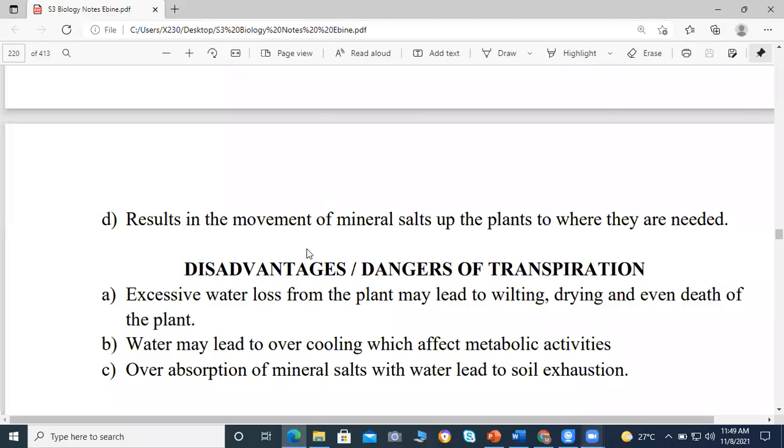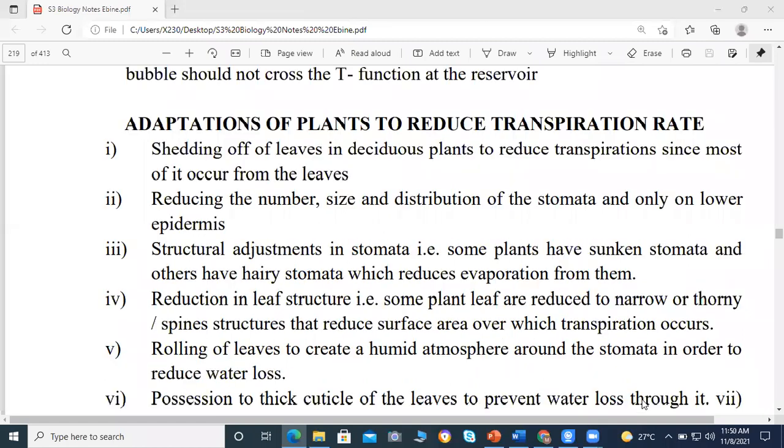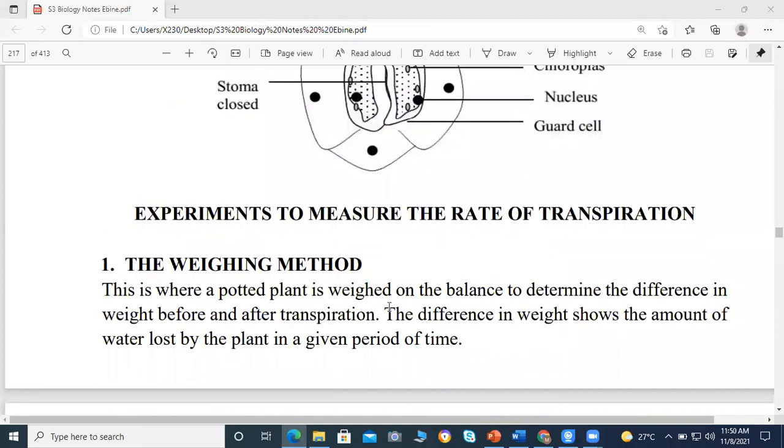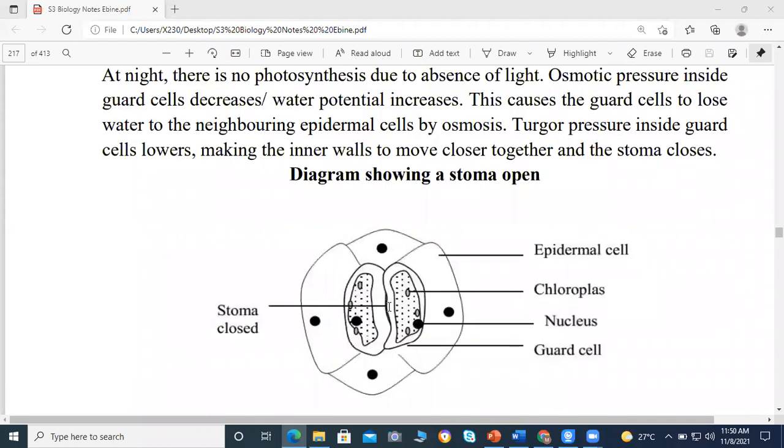We are going to start from where we stopped last time. We were handling transport in plants, and we now remained with a few things to finish. One of them was measuring the rate of transpiration. Remember, we had talked about the diagram of an open stomata. We talked about factors that affect the rate of transpiration, which we also had some discussion on.